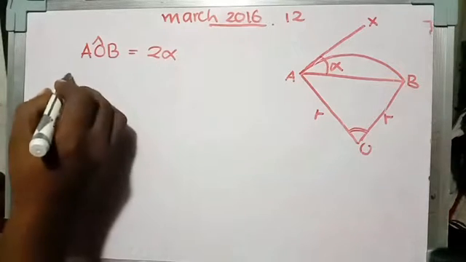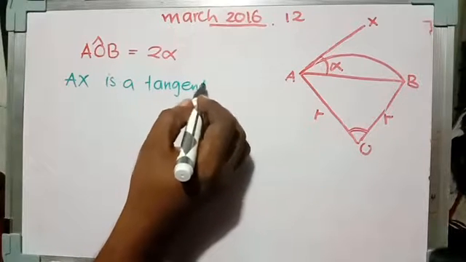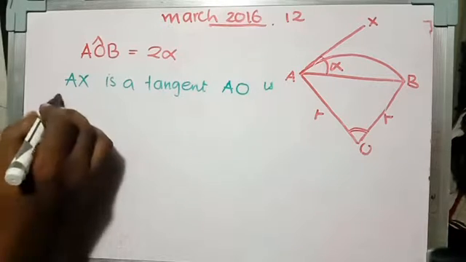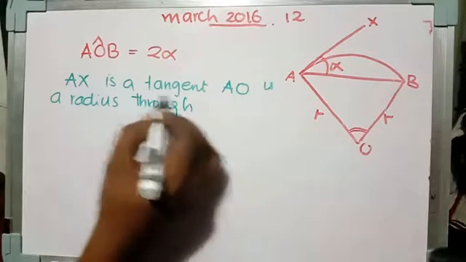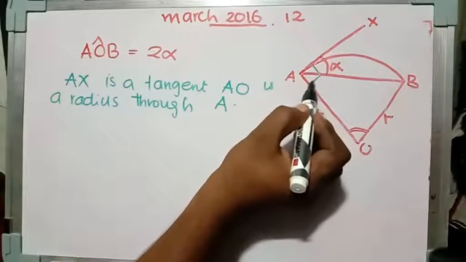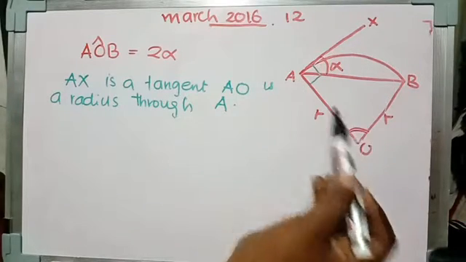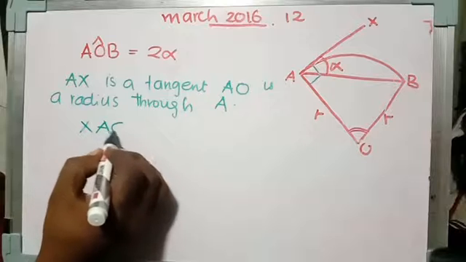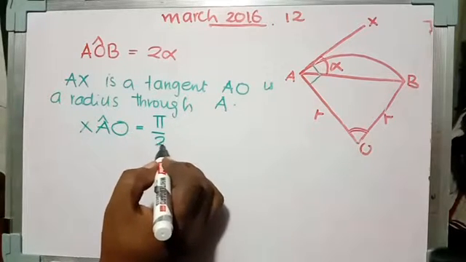Okay, so here AX is a tangent and AO is a radius through A. As per the concept we learned earlier, a tangent is perpendicular to the radius through the point of contact. So we can say angle XAO is a right angle, which is pi by 2.